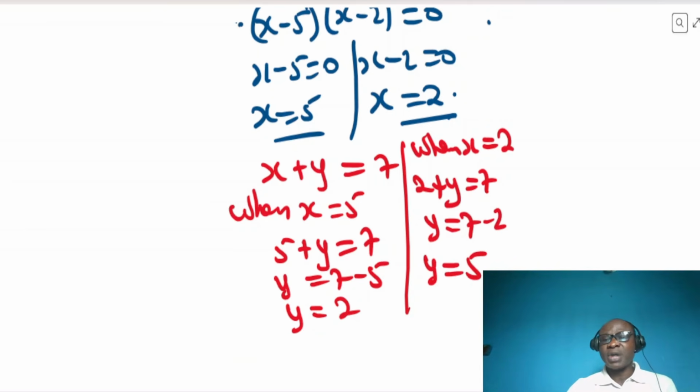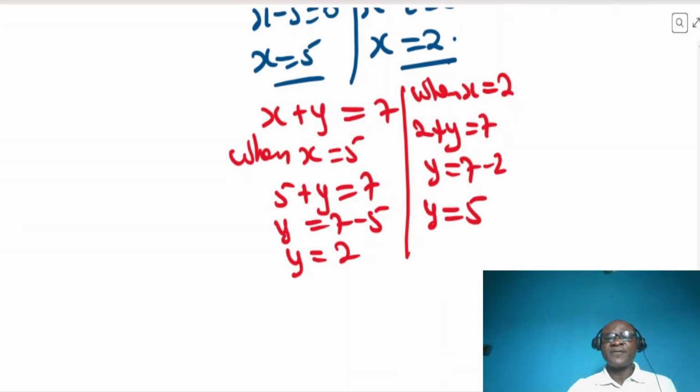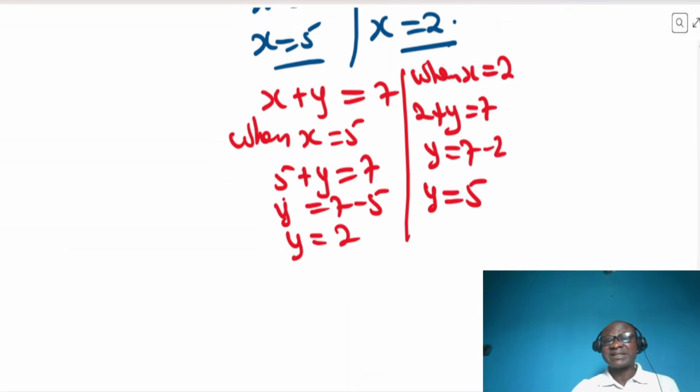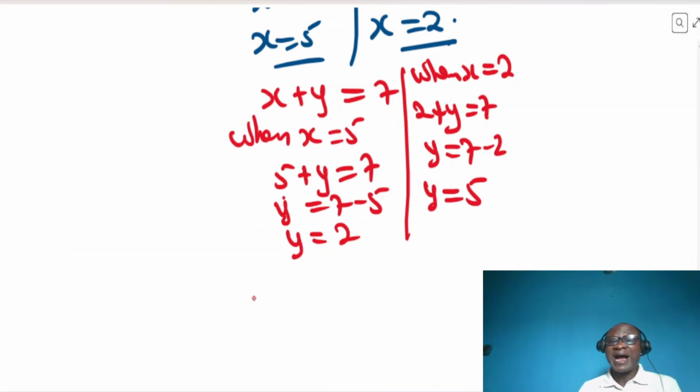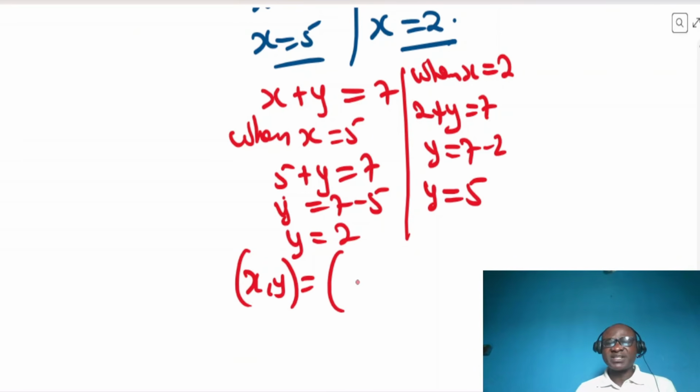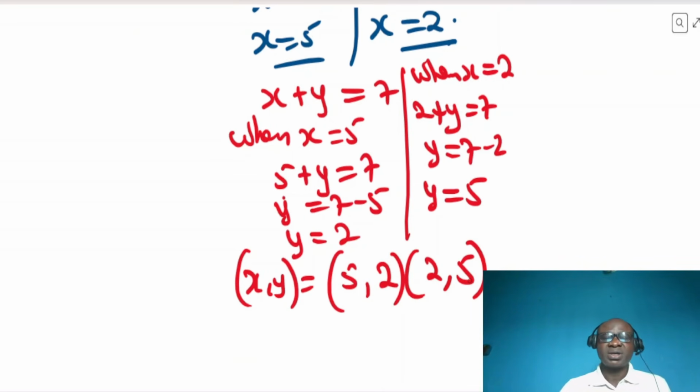In conclusion to our question, when we are looking for the values of x and y, that is what we are looking for. So x comma y now is going to be equal to, first one, when x is 5, I got y 2. And when x is 2, I got y 5. This is the complete answer.